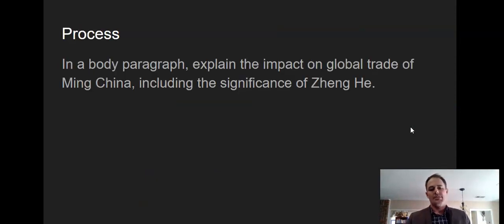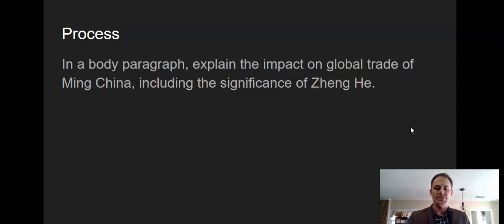That way, you're going to have the information you need, not just to do this processing activity where you're explaining the impact on global trade of Ming China, but also you're going to be prepared for our summative assignments, our additional writing assignments, as well as the exam. Let me end by saying, speaking of writing assignments, here you are practicing a body paragraph. Remember, body paragraphs are going to have topic sentences. In other words, what is exactly the impact? You need to describe it. You need to name it, right? The impact on global trade of Ming China was this, fill in the blank.